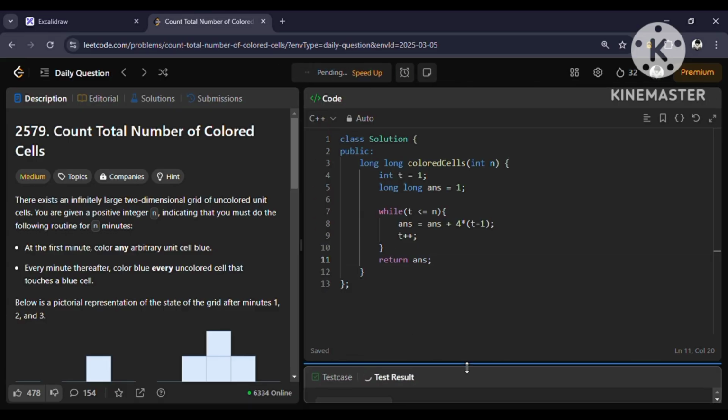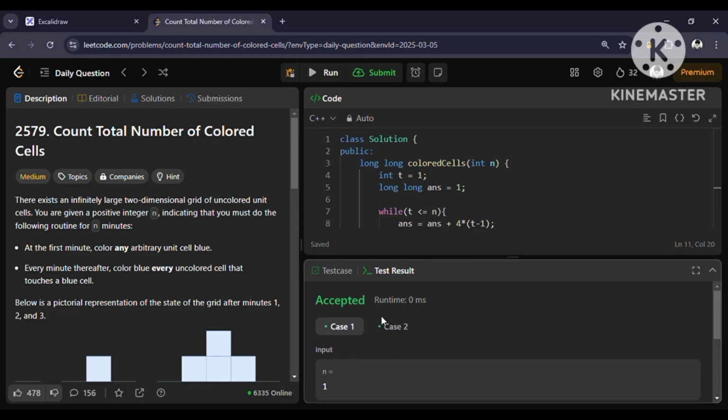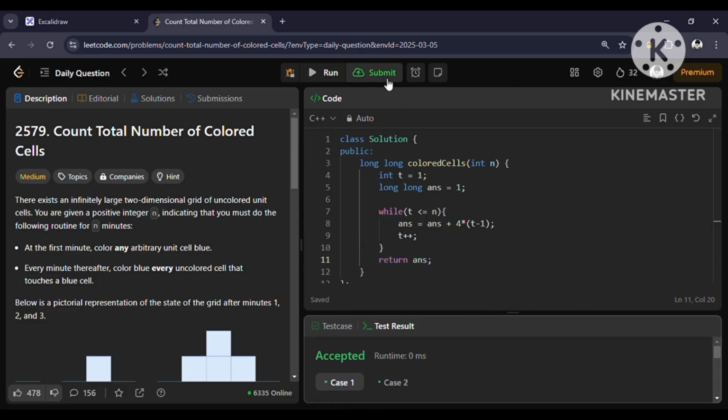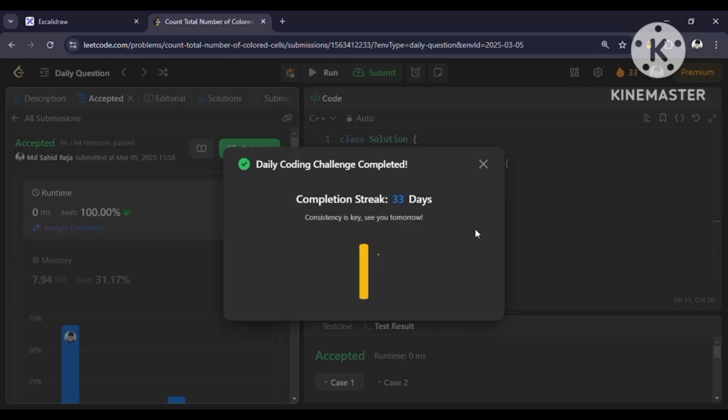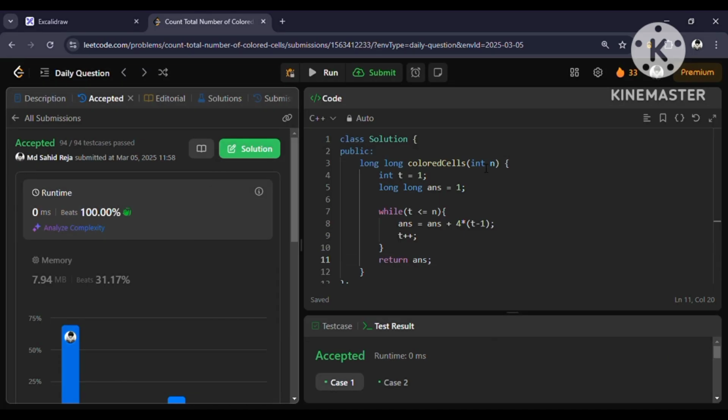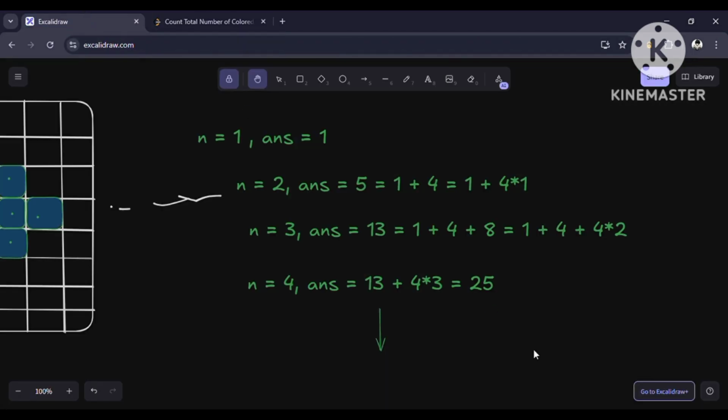Let me run this. I think it should, yes, it is accepted, and let's submit the code. It should be able to pass all the test cases. Yeah, it is passed. So let me take a screenshot of this. Okay, now let's come to the second method.